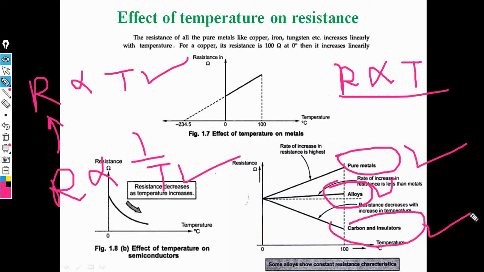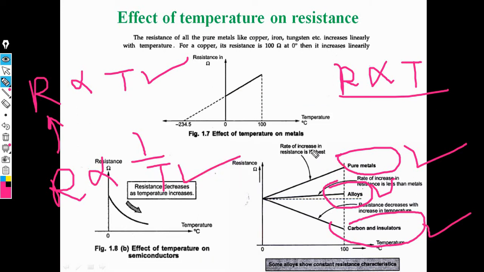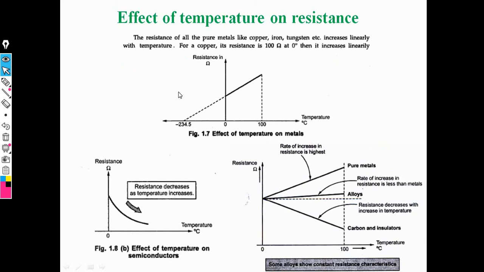And this is the effect of temperature on resistance with the help of: first is metal, second is semiconductor, and last one is the alloy, carbon insulator, and pure. Okay, now this is the concept of effect of temperature on resistance. This is the important concept in work, power, energy, that is called as effect of temperature on resistance.